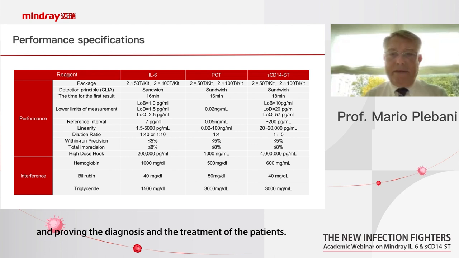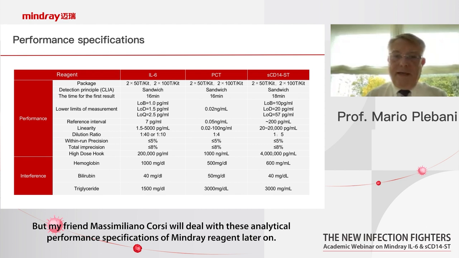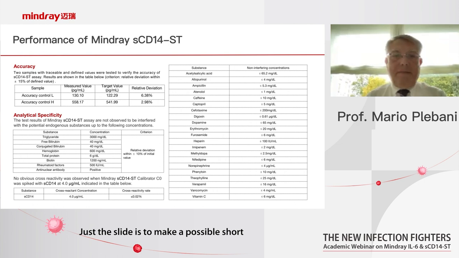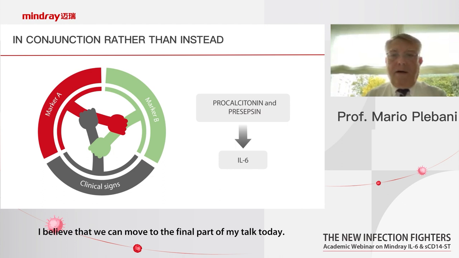And I would like to stress the point that the reference interval is being evaluated and the linearity is very high. But my friend Massimiliano Cosi will deal with the analytical performance specifications of Mindray reagents later on. Just this slide to make possible a glance at the values for accuracy and analytical specificity of the Mindray presepsin method. So I believe that we can move to the final part of my talk.